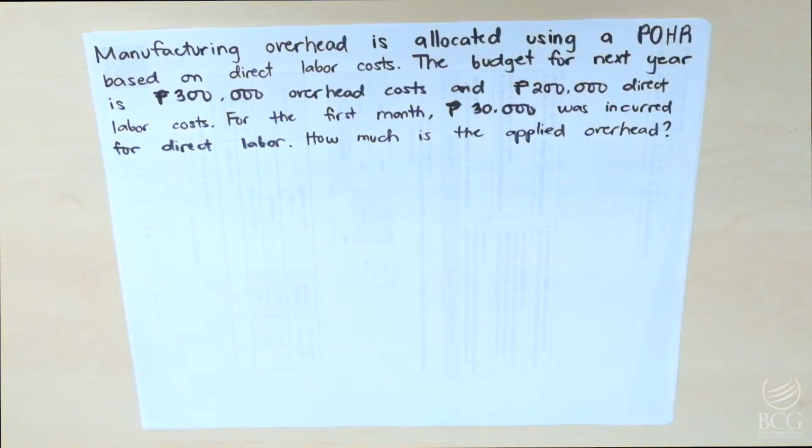So let's have an example. Manufacturing overhead is allocated using a POHR based on direct labor costs. The budget for next year is 300,000 pesos overhead costs and 200,000 pesos direct labor costs. For the first month, 30,000 pesos was incurred for direct labor. How much is the applied overhead?